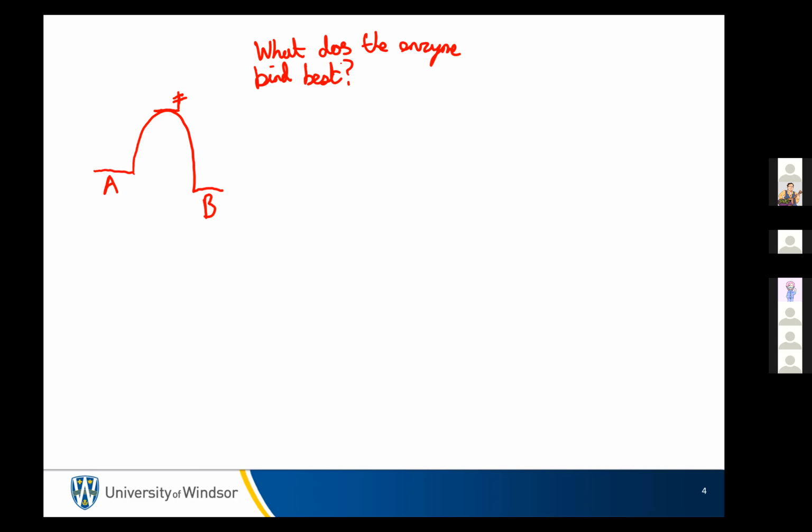I love it when I can actually say things are sure and universal and true. This is so rare. Because I would say intermediate, like transition state. Yeah, exactly. The enzyme binds the transition state best.